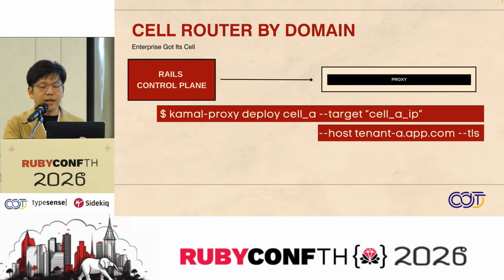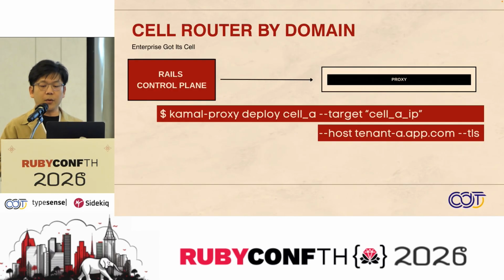The control plane secure shells into the server that runs Kamal Proxy. From there, it runs the command like I showed you, kamal-proxy deploy, with the parameters that tell it which cell we are targeting and which domain should point to that cell. In other words, the Rails control plane is not editing config files, not manually reloading services. It just orchestrates a command line call to Kamal Proxy.